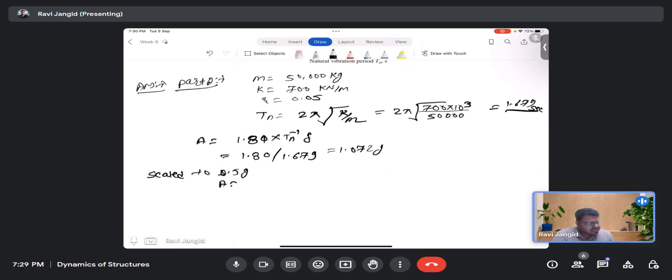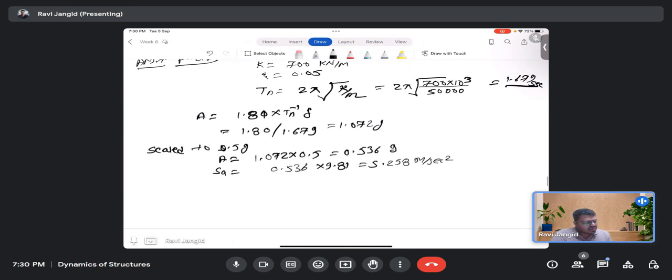So we need to scale it down, so we multiply it with 0.5. So that is 1.072 into 0.5, which is coming out to be 0.536 g. Okay, so our acceleration Sa is coming out to be 0.536 into 9.81, which is 5.258 meter per second square.